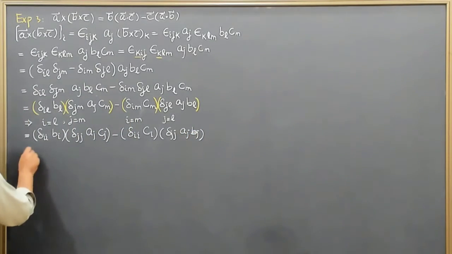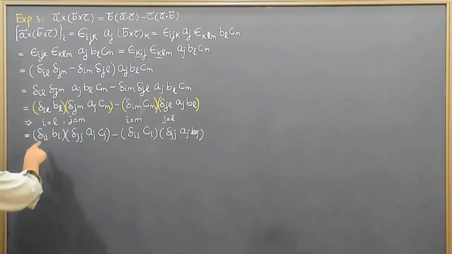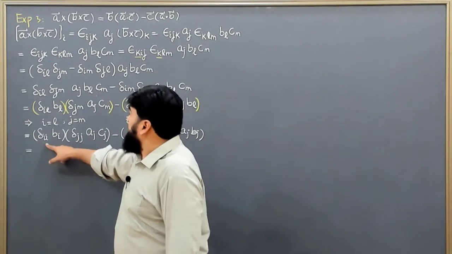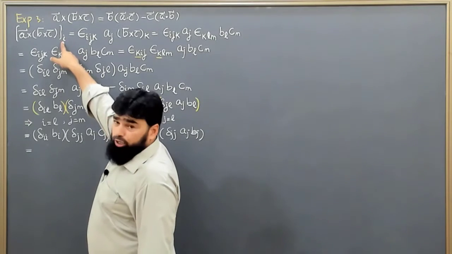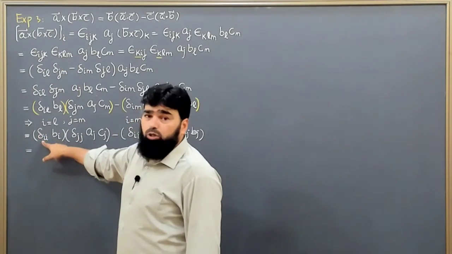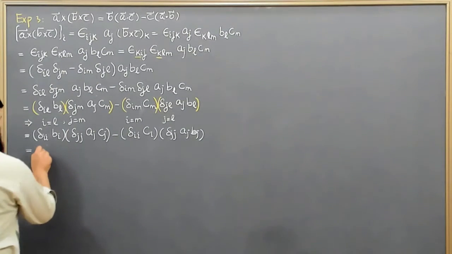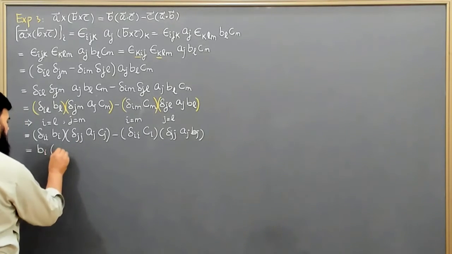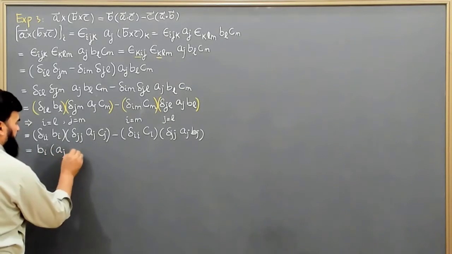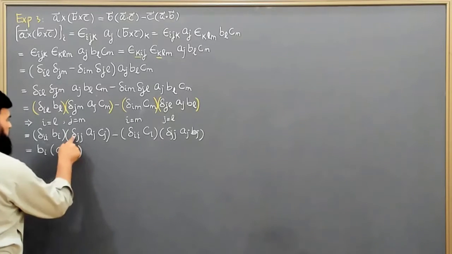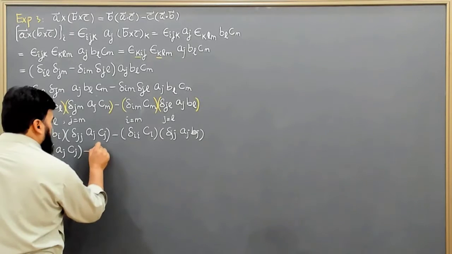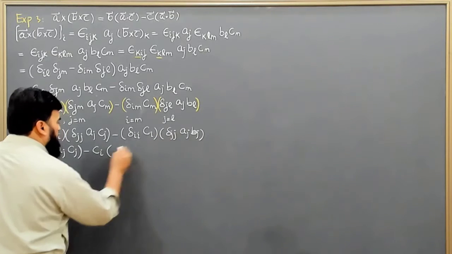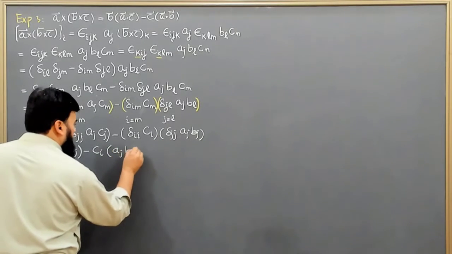Now what about this one? We know that delta ii is equal to 3 as in previous, but as we are considering only one component, for one component this will be equal to 1. So I have B_i, and then this one is A_j and C_j, because this is equal to 1, minus, then delta ii is 1, so this is C_i, and this is 1, so A_j and B_j.